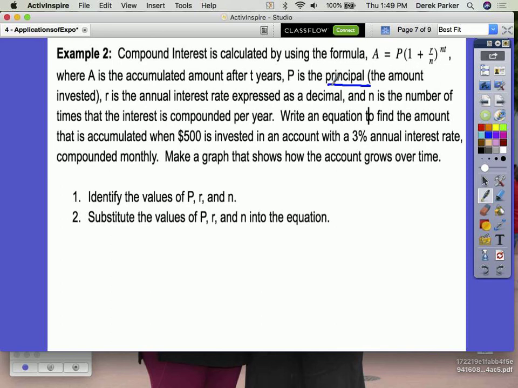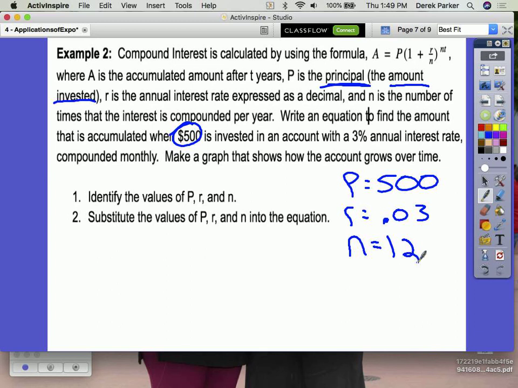P is the principal, the amount invested. In this case, it would be $500. So P is equivalent to 500 in this problem. Next, R. R is the annual interest rate expressed as a decimal. Well, the interest rate is 3%, so that would be 0.03. Next, N, the number of times compounded. In this case, monthly. There are 12 months in a year, so N equals 12.